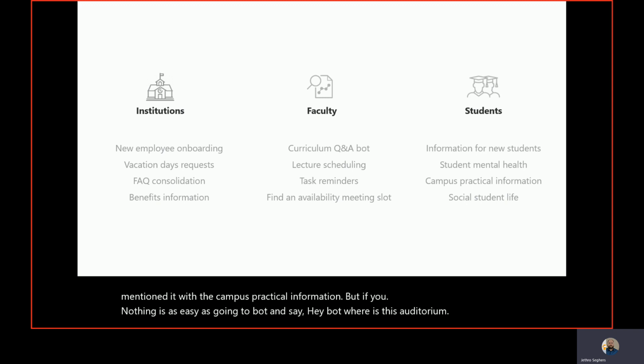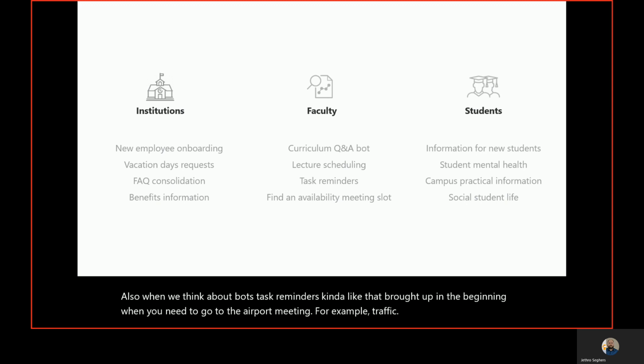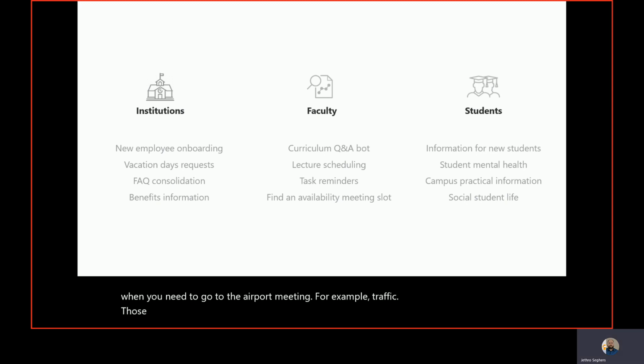Also, when we think about bots, think about task reminders, like what I brought up in the beginning, when you need to go to the airport or to a meeting, for example, and it reminds you that traffic is heavy. Those are specific bots for task reminders that can easily help you. And to top it off, some bots will find a specific meeting spot that is available for all the people that you work with.